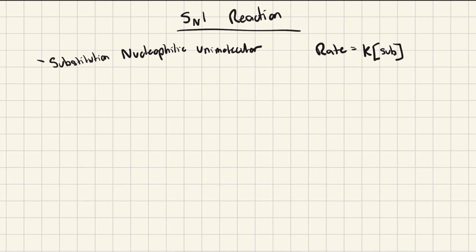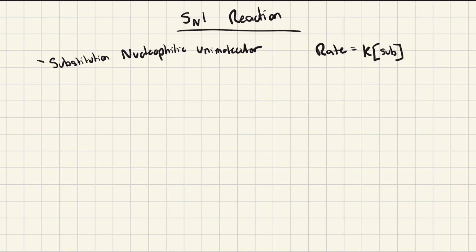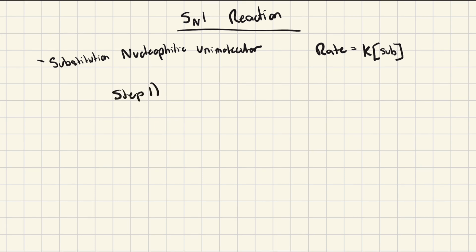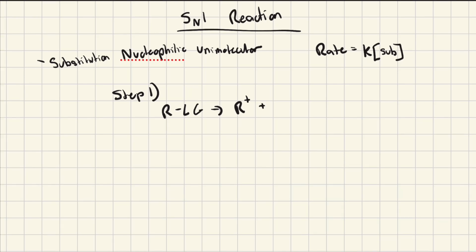Comparing it with SN2, we need both the substrate and the nucleophile, whereas here we only need the substrate to get started. This is a two-step mechanism, and let's look at what each of those steps contain. Step 1 is going to be a formation of a carbocation. We're going to have our alkyl with our leaving group, typically some sort of halogen. It's going to form our alkyl carbocation and our leaving group as an anion.